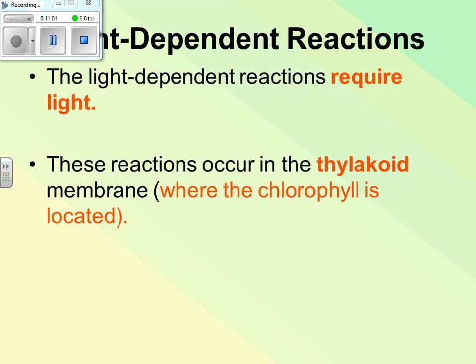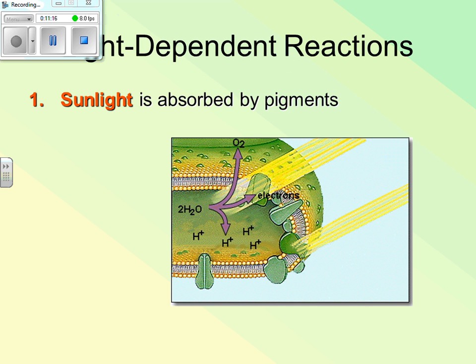Remember, that's where the chlorophyll is located, in the chloroplasts. You have the chloroplasts, and within those chloroplasts, you have these little pancake discs called the thylakoids, and the chlorophyll is within those thylakoids. So light is absorbed by those pigments. You can see electrons get excited. That comes in, gets absorbed, electrons get excited.